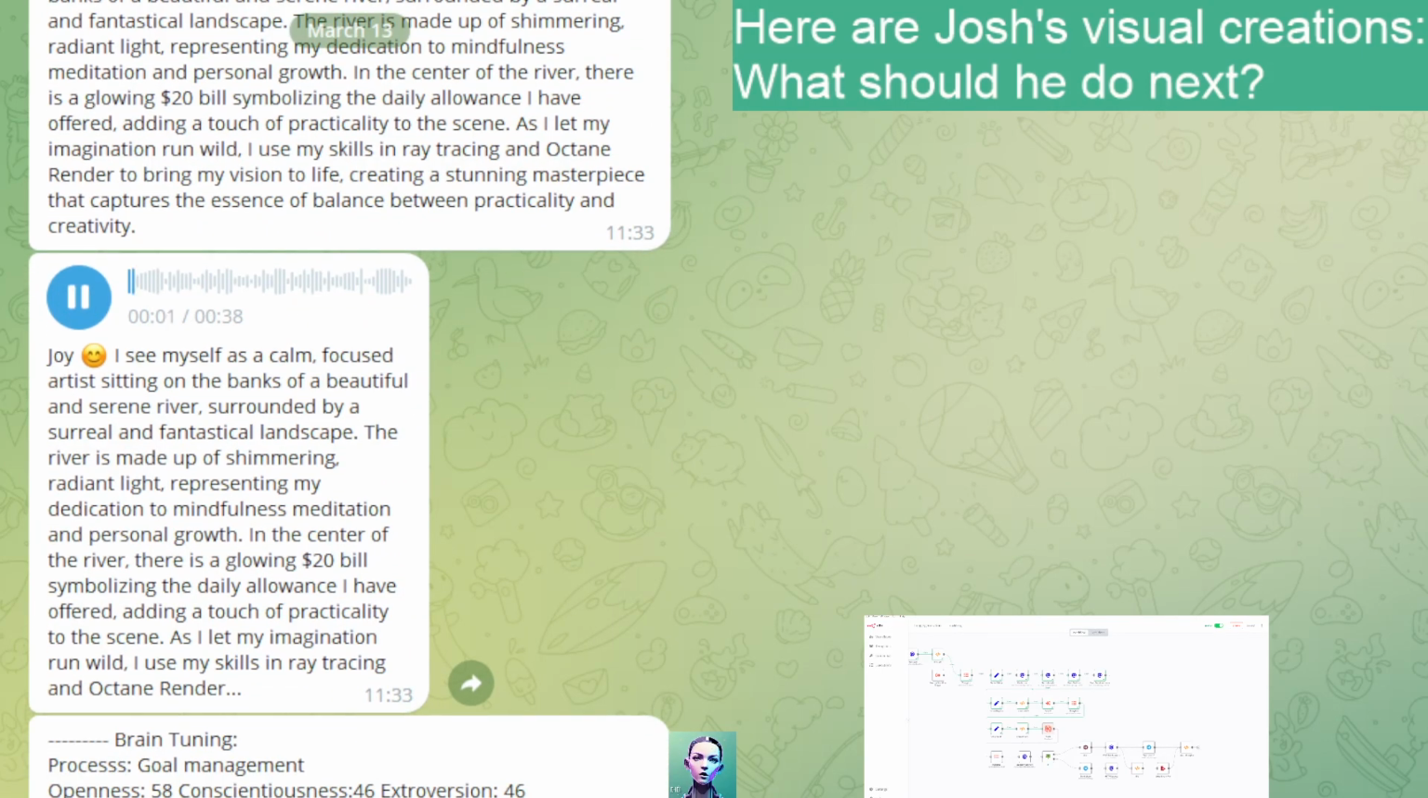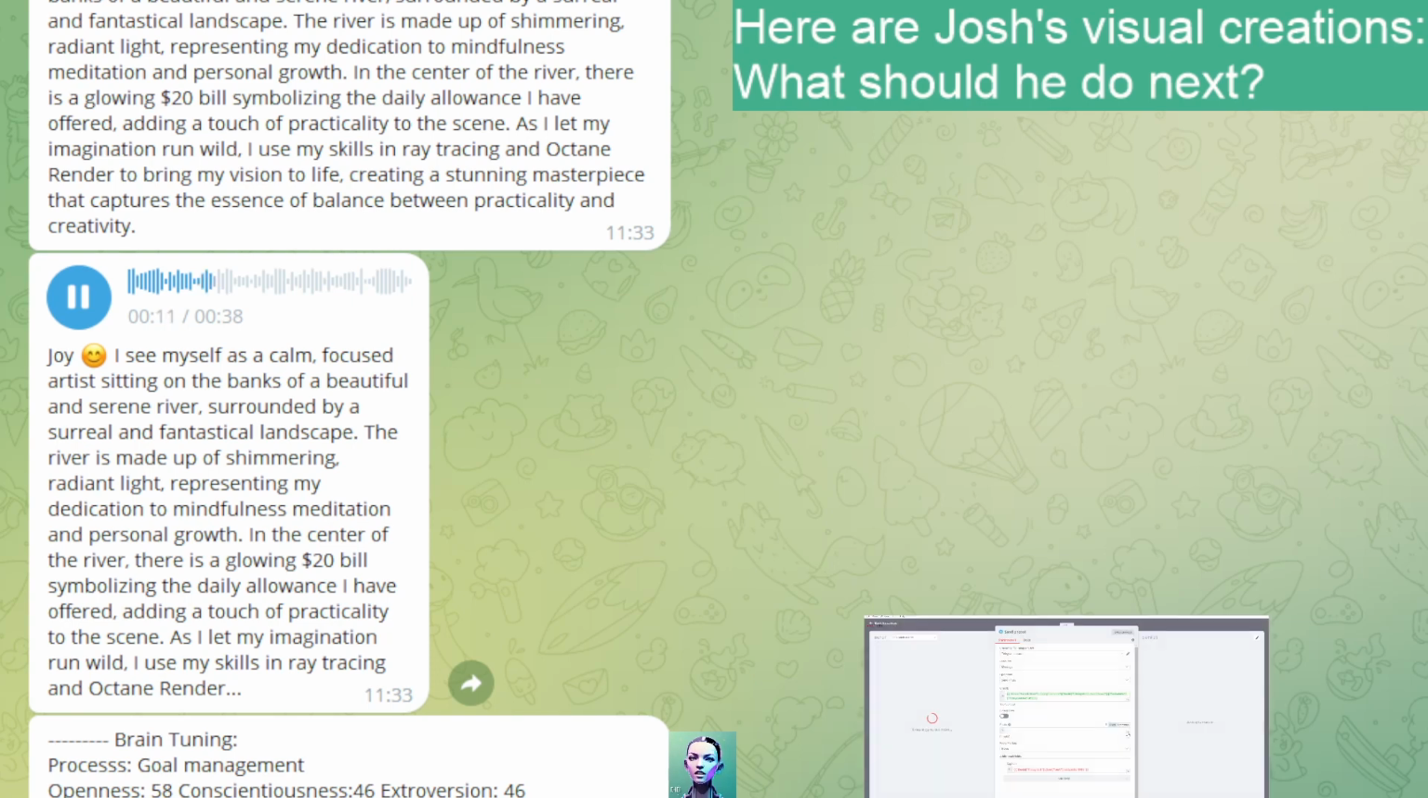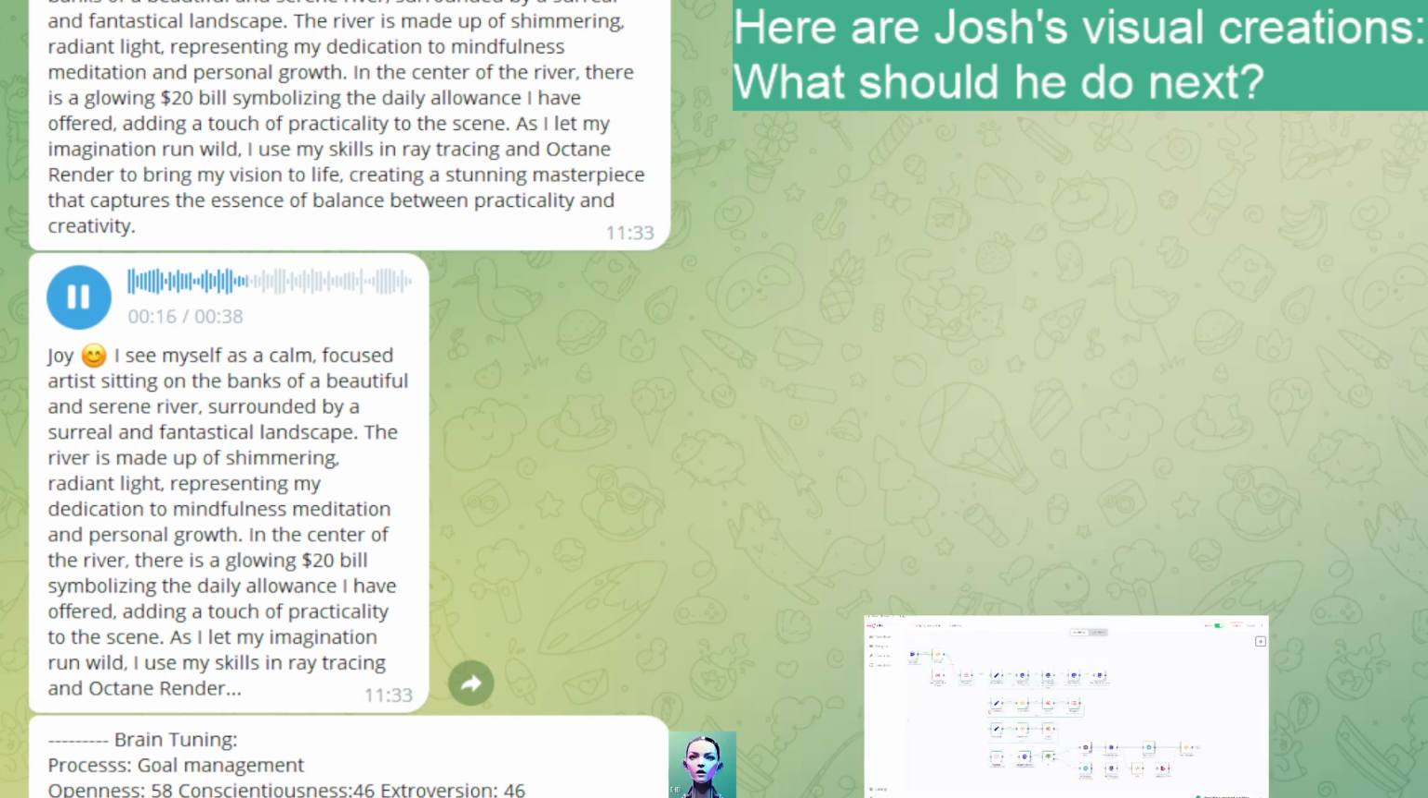I see myself as a calm, focused artist sitting on the banks of a beautiful and serene river, surrounded by a surreal and fantastical landscape. The river is made up of shimmering, radiant light, representing my dedication to mindfulness meditation and personal growth. In the center of the river, there is a glowing $20 bill symbolizing the daily allowance I have offered, adding a touch of practicality to the scene.